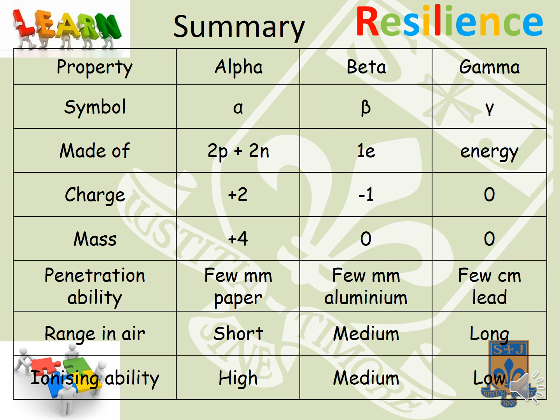The range in air, we need to know alpha won't travel very far in air and has a short range, only a few centimetres. Beta has a medium range and gamma has quite a long range and will travel quite far through the air. The ionizing ability is due to the size of the particle and how much damage it might cause to human cells. Alpha has a high ionizing ability, beta is medium, and gamma is the least ionizing out of the 3.